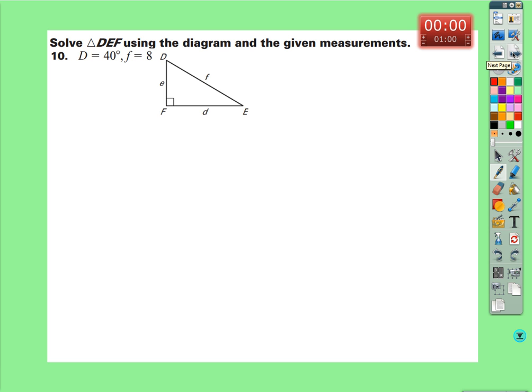Solving a triangle means finding all of its sides and all of its angles. So D is 40, we can fill that in. F is 8. That's all. 90 minus 40 is 50. E is 50.